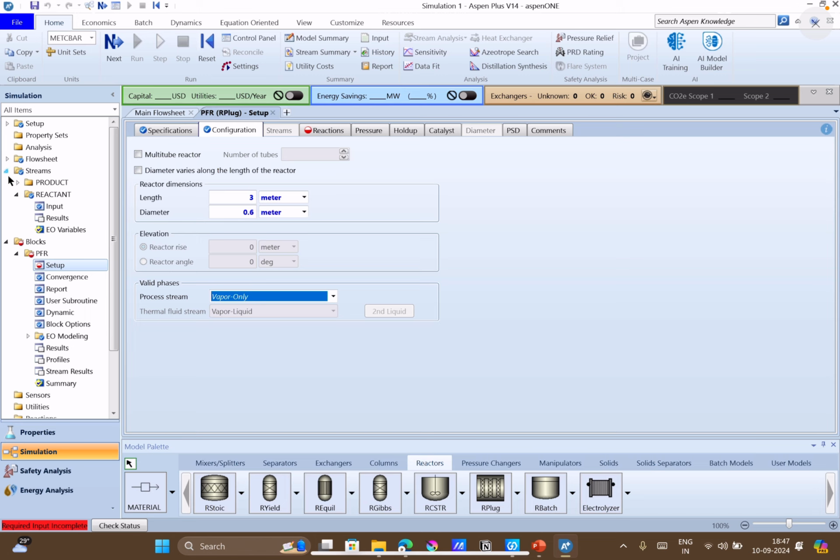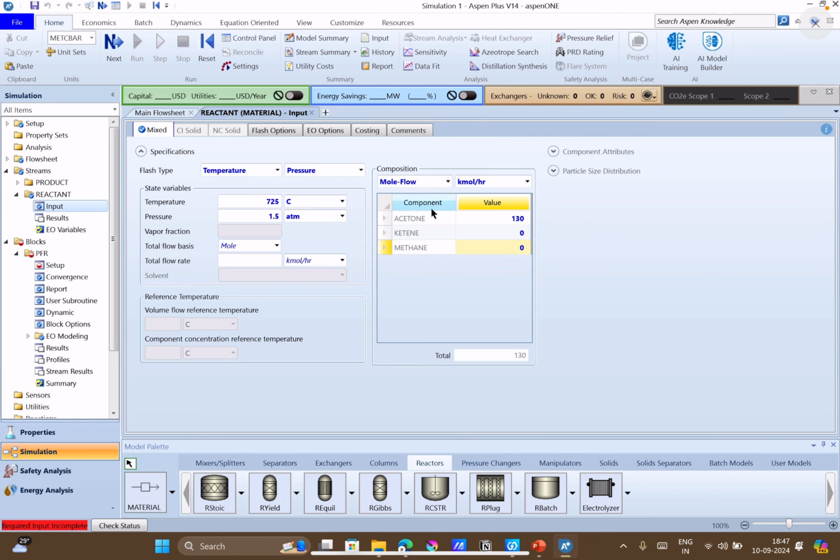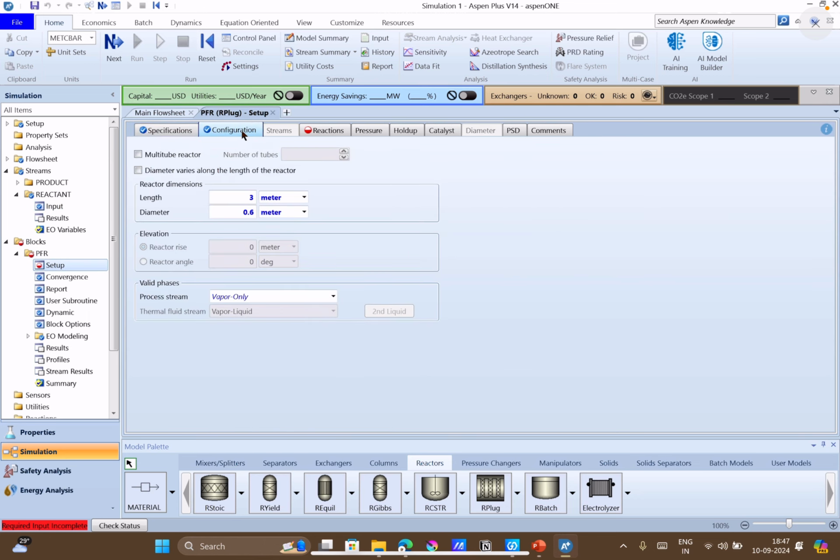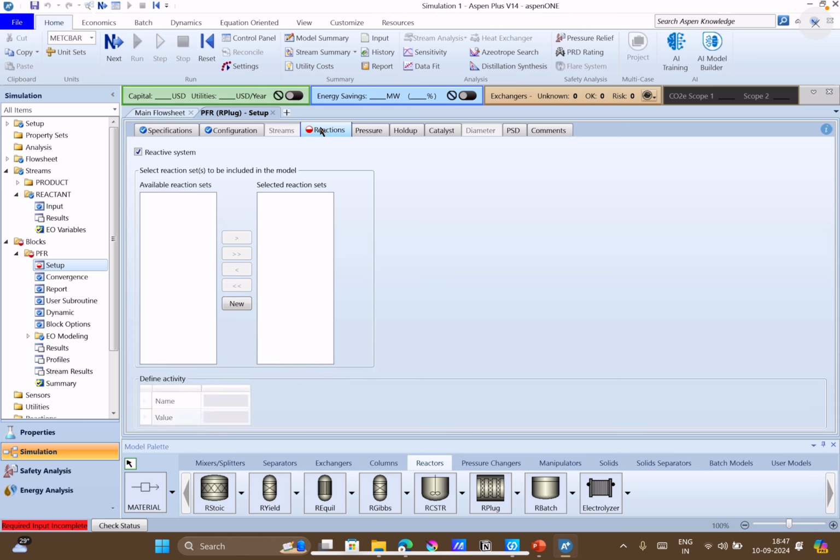So in our streams, if you look at our reactant or our feed, it has a relatively very high temperature of 725 degree centigrade and low pressure of 1.5 atmosphere. So we are sure that the feed is in vapor condition only. Thus, in the configuration part, we have selected valid phase as vapor only. If you have a liquid phase or a mixture of both, then we have to select vapor-liquid.